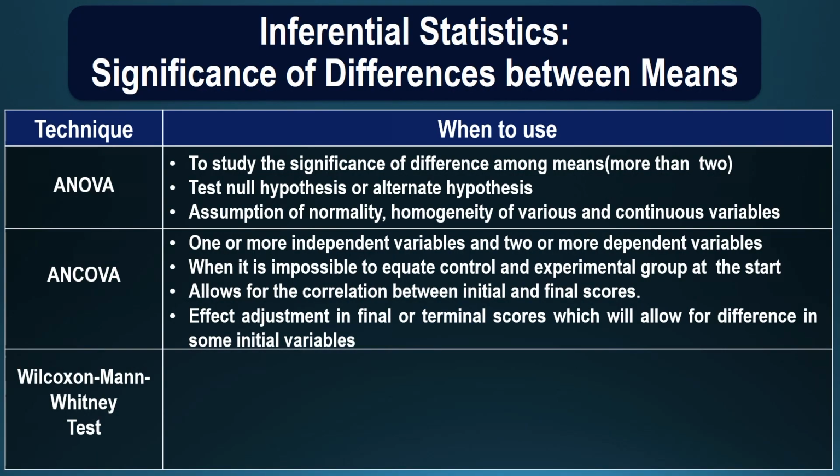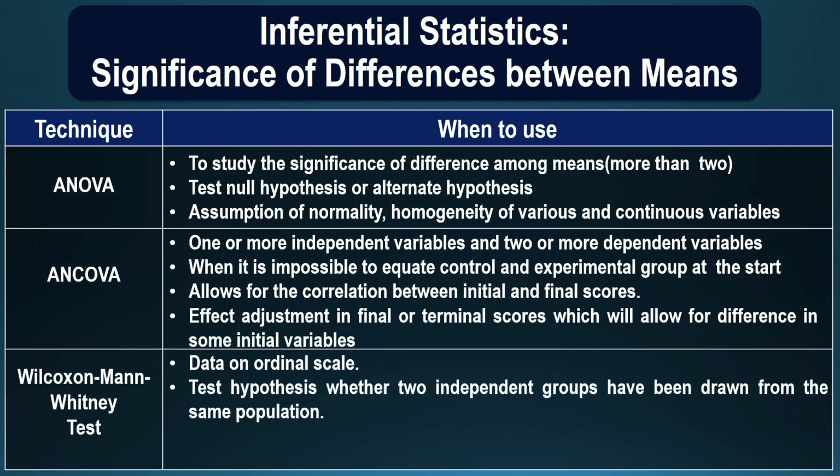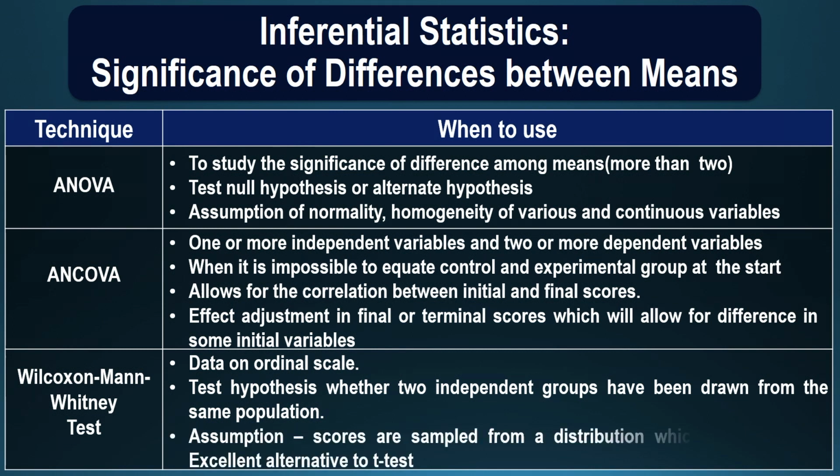Wilcoxon-Mann-Whitney test can be used when data is available on ordinal scale, and it allows the researcher to test the hypothesis whether the two independent groups have been drawn from the same population or different. So assumptions which are taken into account include that scores are sampled from a distribution which is continuous, and it is an excellent alternative to the t-test.